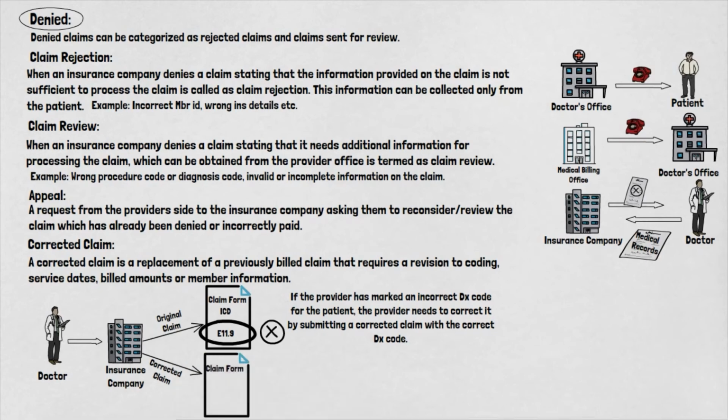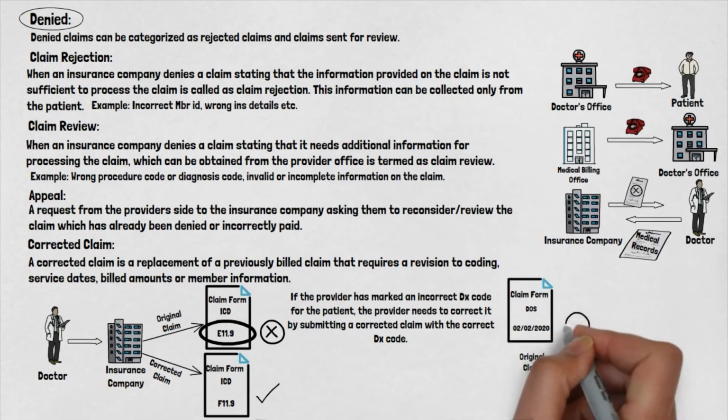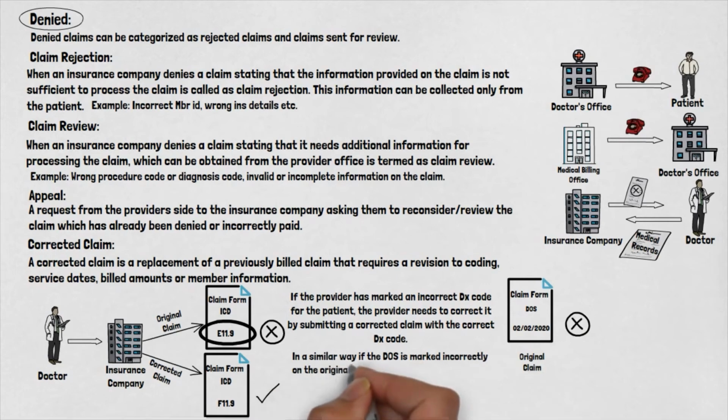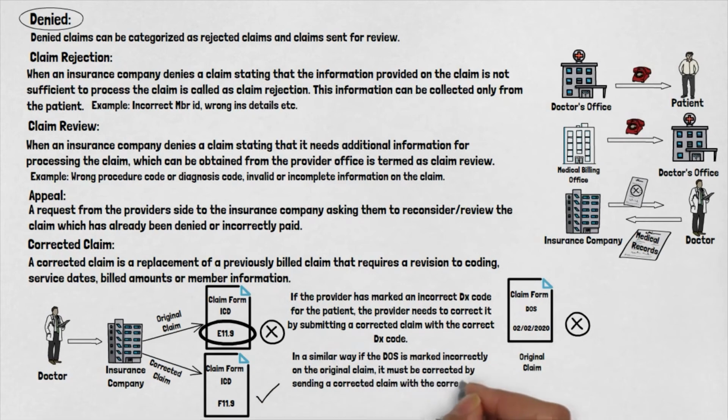In which case the original claim will be discarded and the corrected claim will be considered by the insurance company. Now, in a similar way, if the provider has mentioned the date of service incorrectly on the original claim, then it must be corrected by sending a corrected claim with the correct date of service.